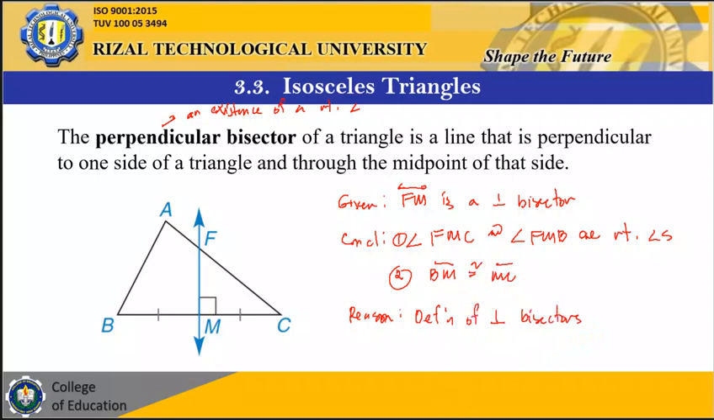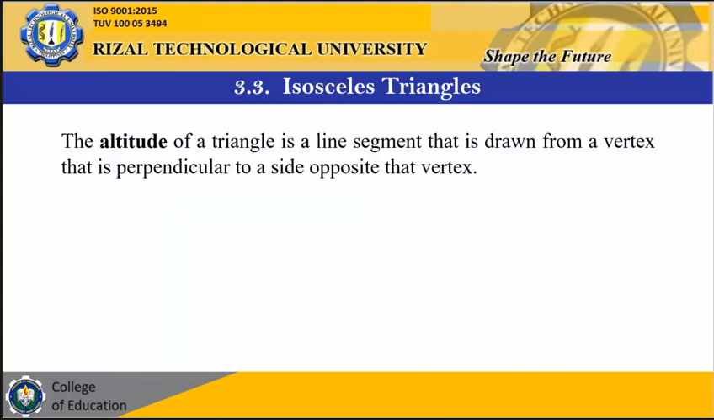Also, we will talk about the altitude. The altitude of a triangle is actually the height.